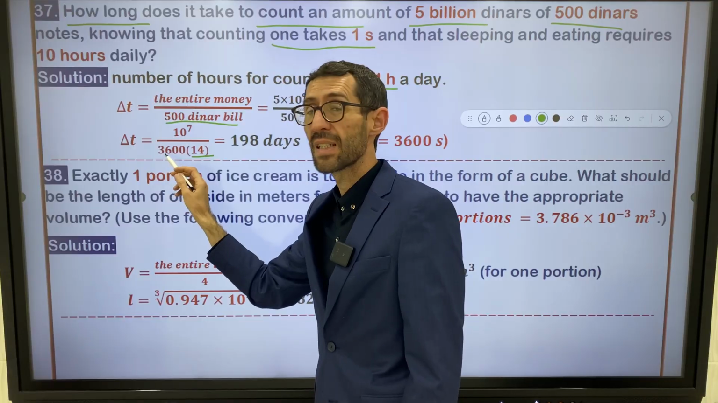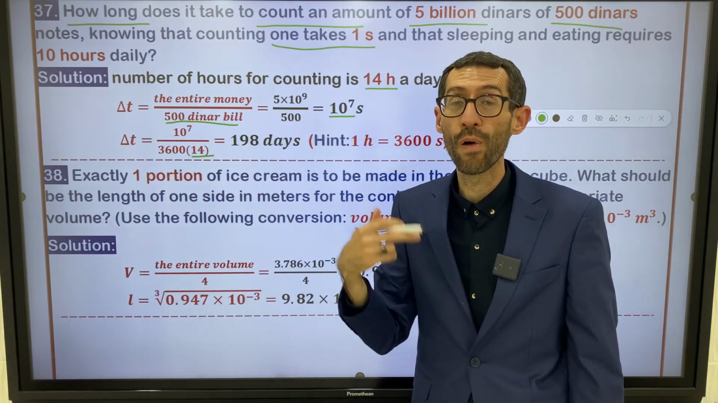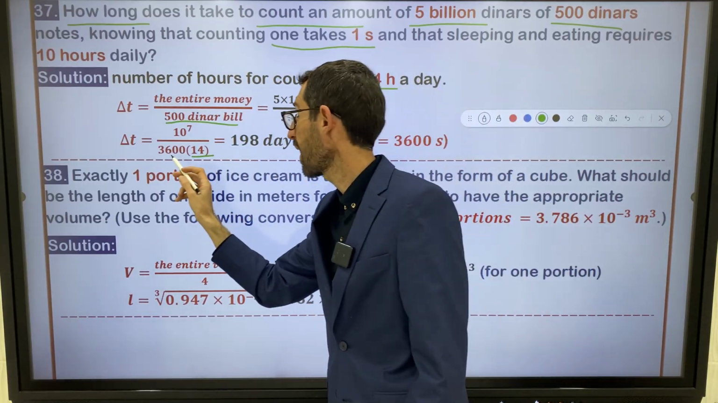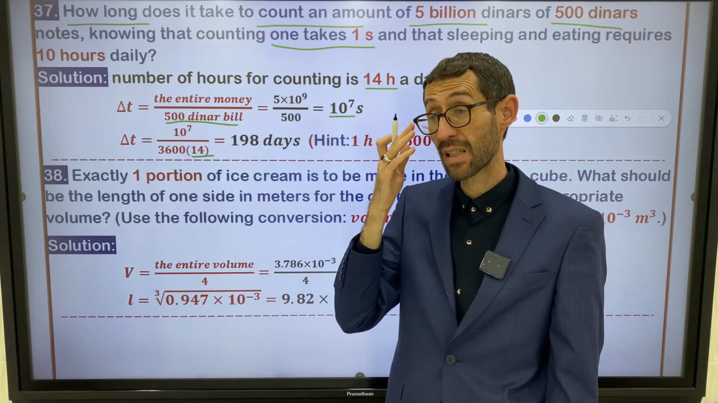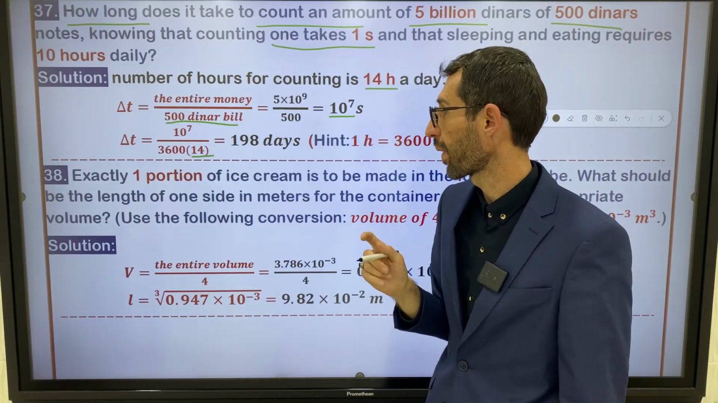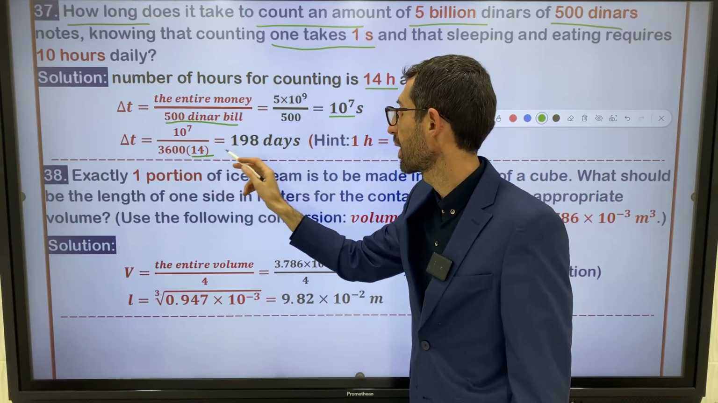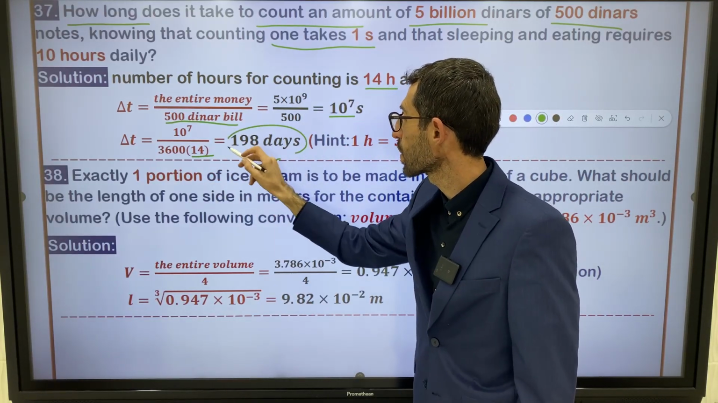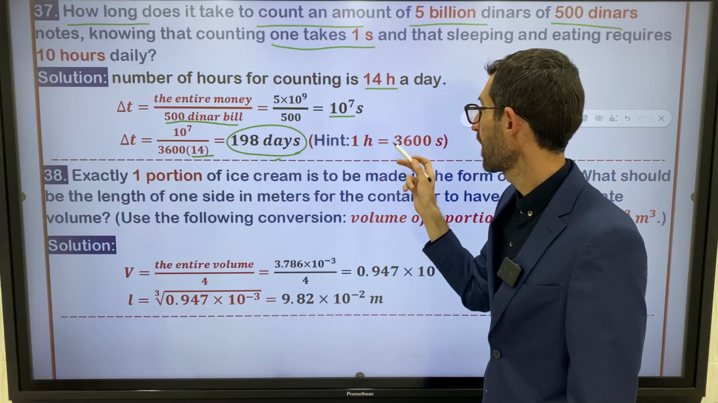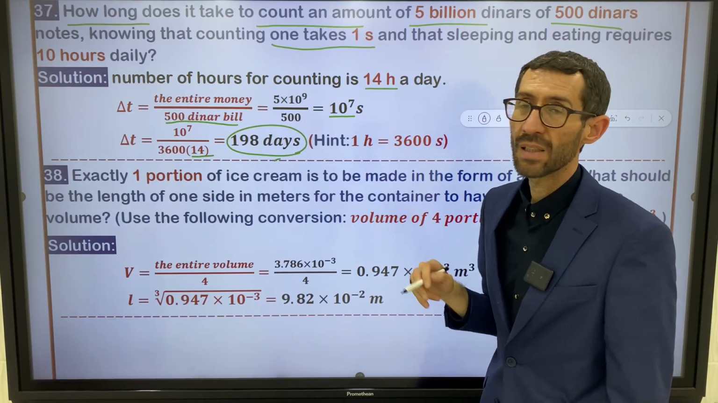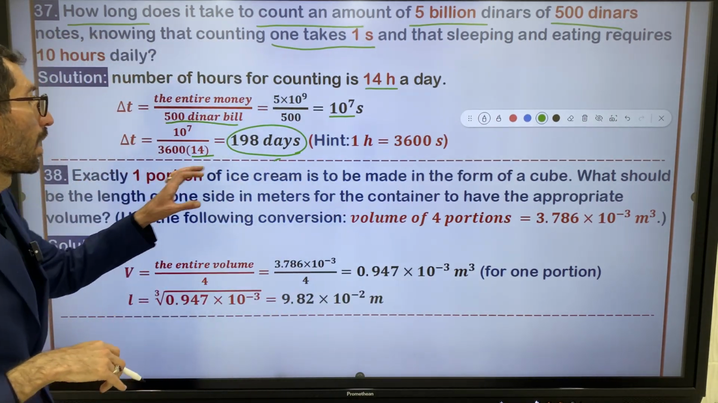What's 3,600? Guess the number. Go over it. 3,600 means the number of seconds involved in one hour. That's why 10 to the power 7 is divided by this number, so you find the number in days, right? So it takes 198 days, right?